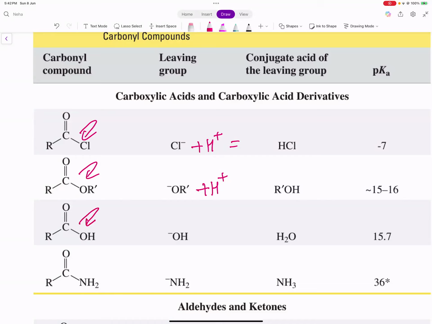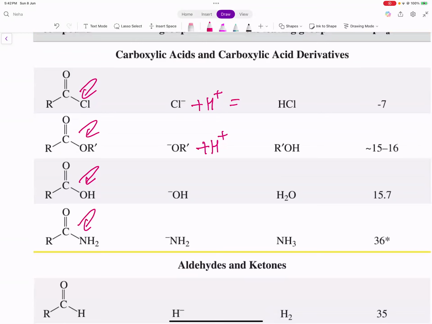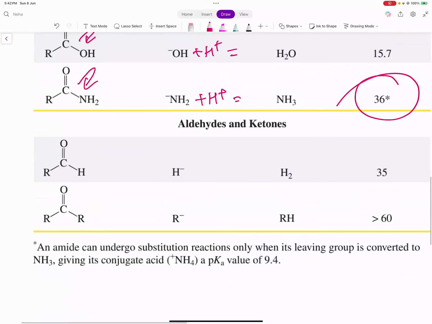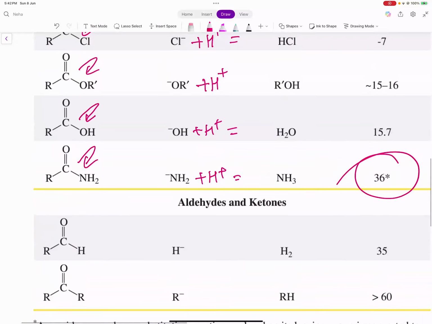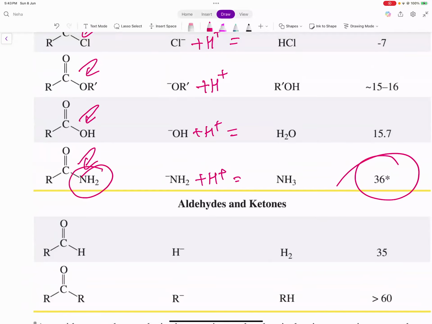If this leaves, HO minus will leave. Again, I'll get H2O. Again, pKa is 15.7, right? And if this leaves, I get NH2 minus. If I add H plus, I get NH3 here. And what about this? This is a base, right? Ammonia is a base. It is not an acid. So why is this able to leave? Because it can only leave when its leaving group is converted to NH3. So it can only leave when we protonate this group first by using H plus. Got it? Just like we used to protonate OH.